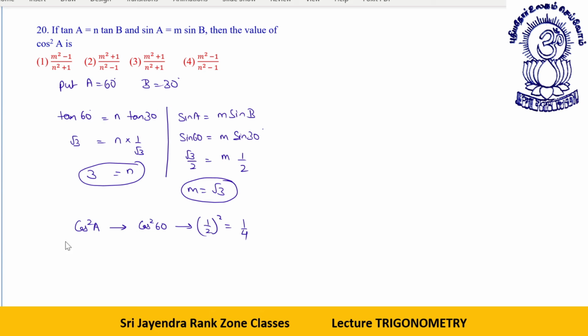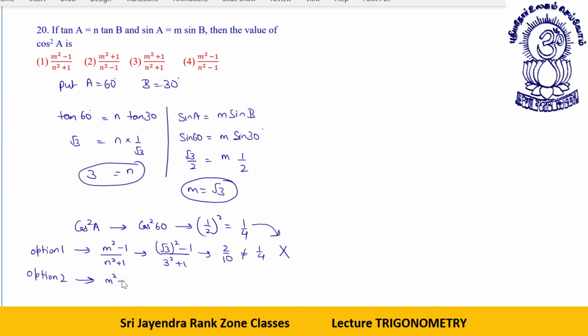Let's start with options. Which option does satisfy this? If I take option 1, m square minus 1 by n square plus 1, that is m is root 3 square minus 1 by 3 square plus 1. This is 2 by 10, not equal to 1 by 4. So this is rejected. We need to check with this 1 by 4. If any value gives you this answer, that will be your answer.